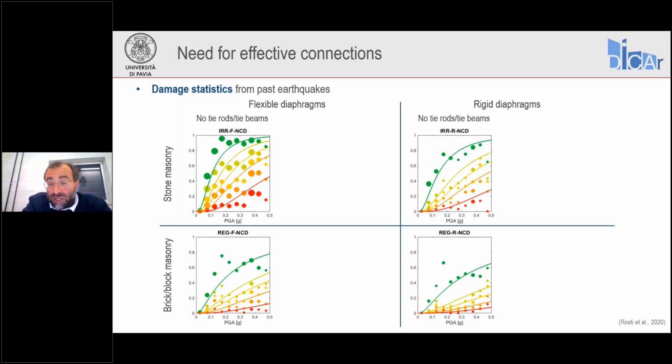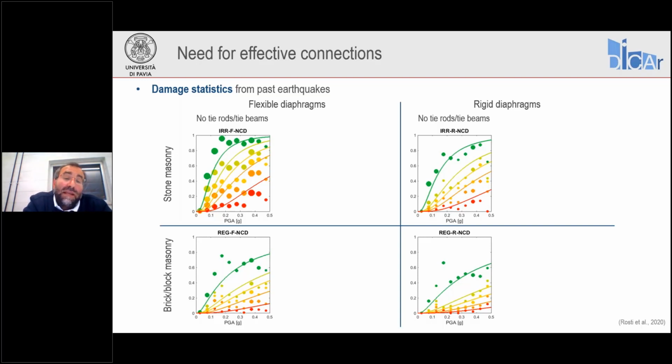Here, what I'm showing are fragility curves for different situations. You see the top row is for stone masonry, the bottom row is for brick and block masonry. And then we have on the left the cases of flexible diaphragms, on the right the case of rigid diaphragms. Now, each curve, each color is associated with a certain limit state. It could be serviceability limit states, green color, all the way to ultimate limit states with a red color. Basically, steeper curves are associated with a higher risk.